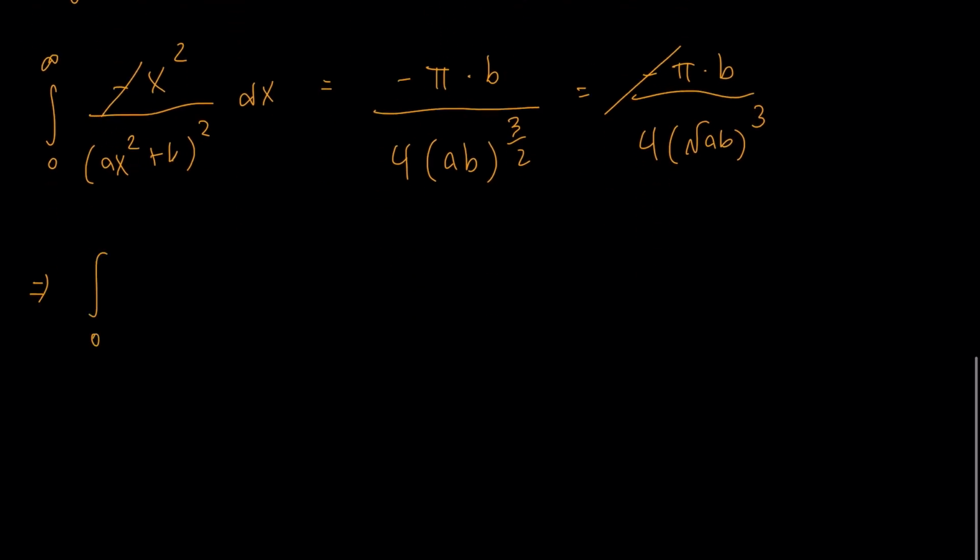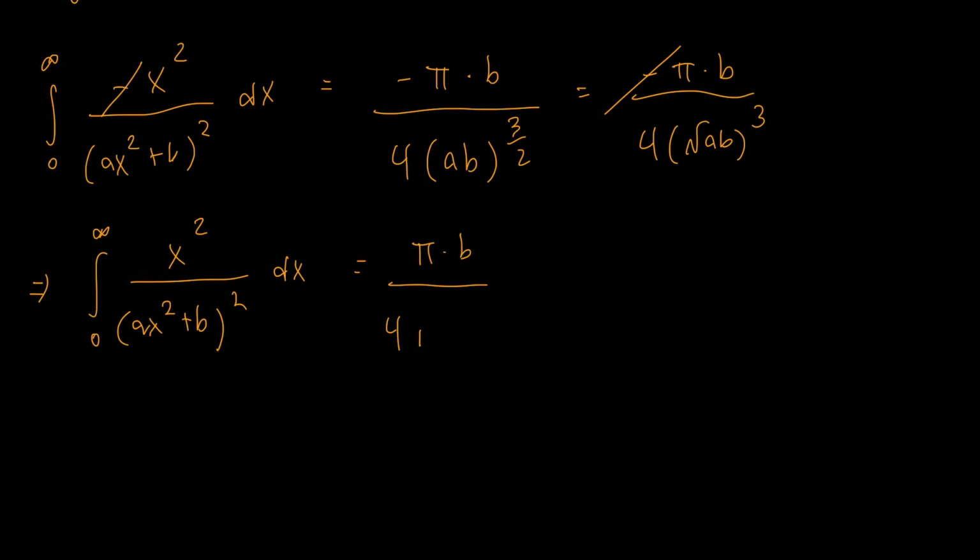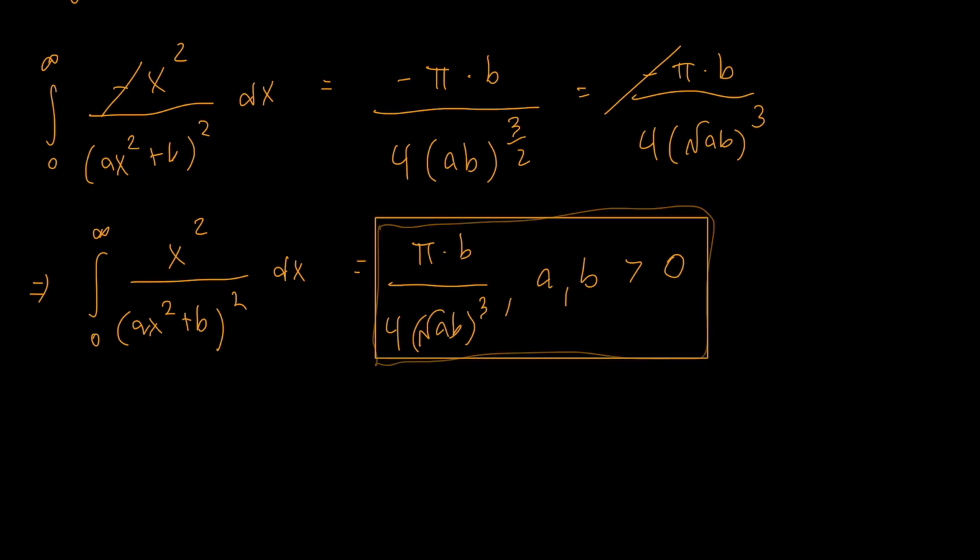So this means that the desired integral, the integral from 0 to infinity of x squared divided by (ax squared plus b) quantity squared dx, will end up being pi times b over 4 and then the square root of (ab) cubed, provided that a and b are greater than 0. And so this is the final result.